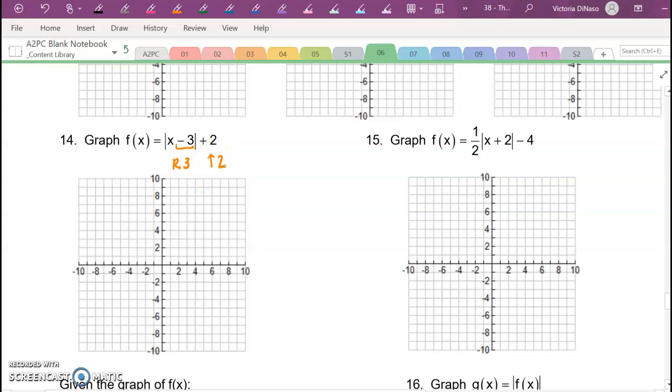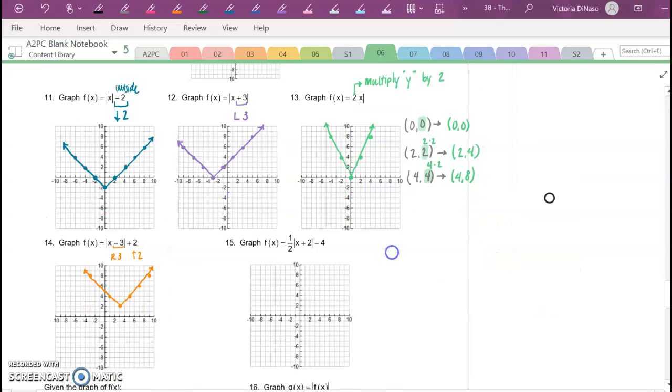So you're going to look at your parent function. All right, we started at 0, 0. And you're going to the right 3, and then you're going up 2. So my starting point is right here at 3, 2. From there, go ahead and create the next several points. All right, you might have to pause the video, but here's our graph for number 14. All right, then we have number 15.